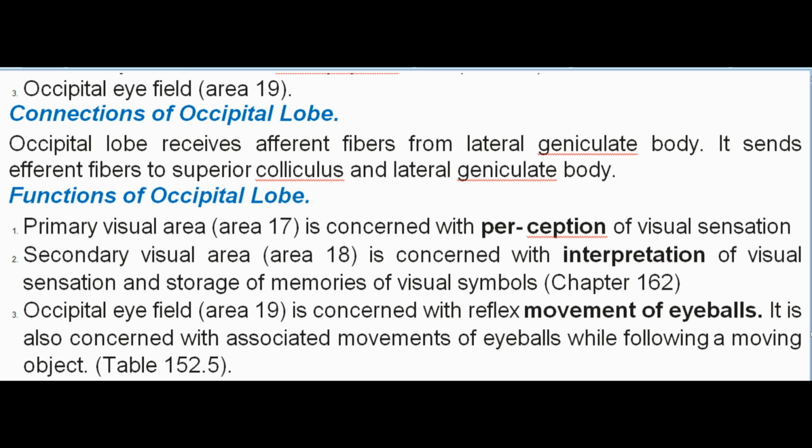Primary visual area, area 17, is concerned with perception of visual sensation. Secondary visual area, area 18, is concerned with interpretation of visual sensation and storage of memories of visual symbols. Occipital eye field, area 19, is concerned with reflex movement of eyeballs. It is also concerned with associated movements of eyeballs while following a moving object.